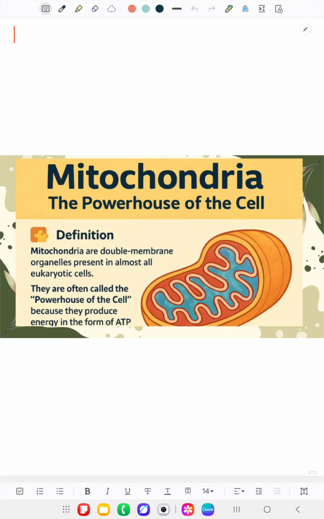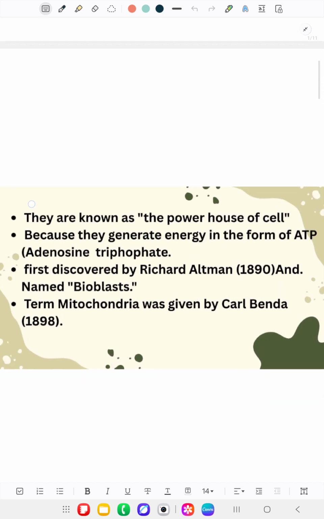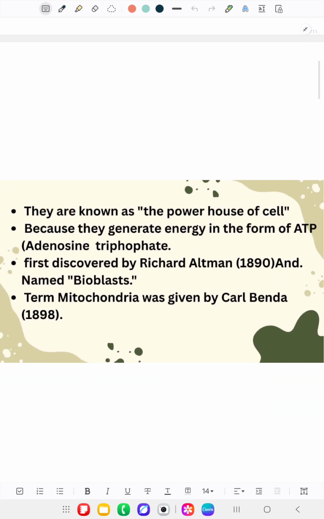Mitochondria, the powerhouse of the cell. Mitochondria are double membrane organelles present in almost all eukaryotic cells. They are known as the powerhouse of the cell because they generate energy in the form of ATP, that is adenosine triphosphate. First discovered by Richard Altmann in 1890 and named bioblasts. The term mitochondria was given by Carl Benda in 1898.